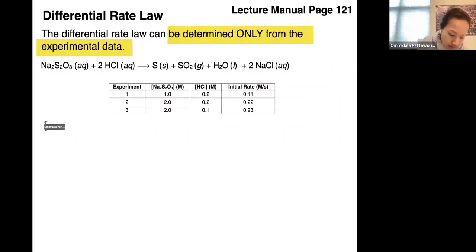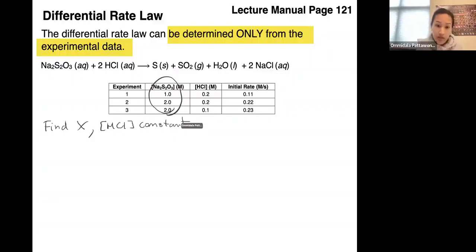Now let's find X. Okay, so as I mentioned earlier, in order to find X, which is going to be how the change of sodium thiosulfate affects the rate, you will need to keep the concentration of hydrochloric acid constant. Okay, so that way we eliminate the effect of hydrochloric acid. So what you are going to do is choose the experiments that have the same value of the concentration of hydrochloric acid. So in this case, you can see that experiments 1 and 2 have the same value of hydrochloric acid. So that means the concentration of hydrochloric acid is kept constant.